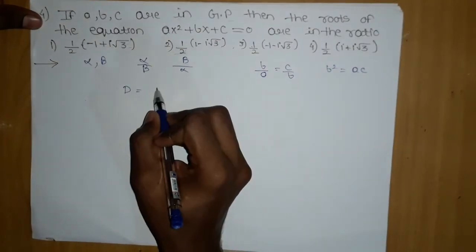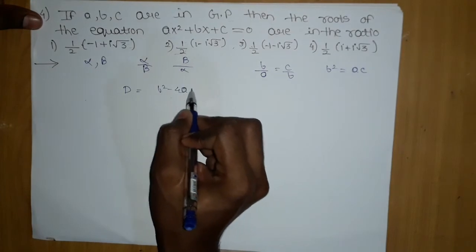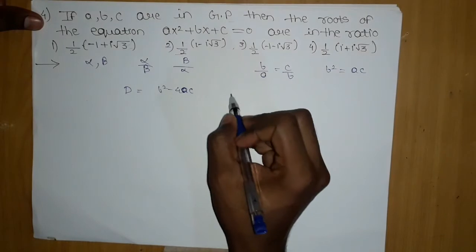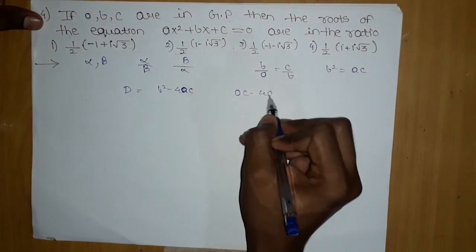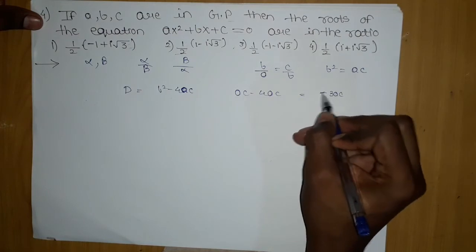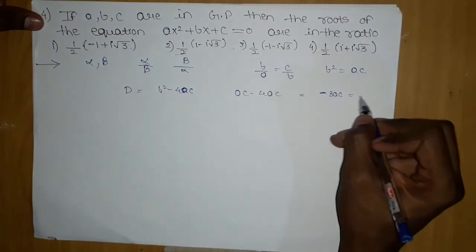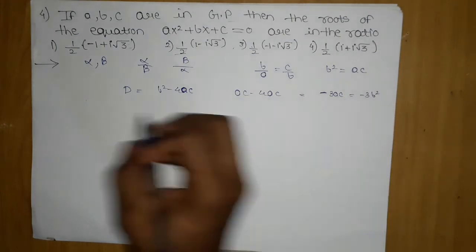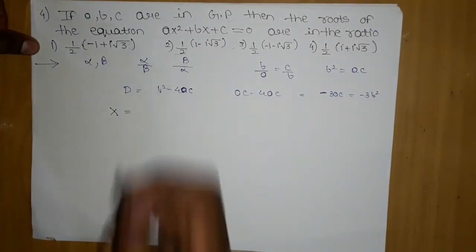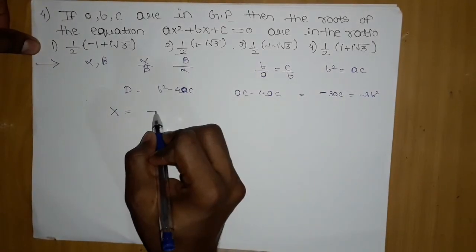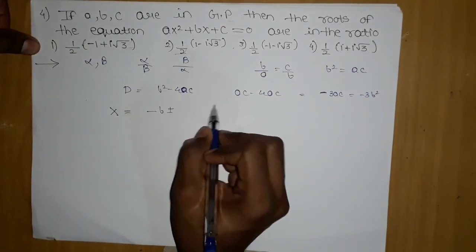So let me check its D. Its D will be b square minus 4ac. Okay, I am calculating D separately. So for b square I can write ac, so a c minus 4ac, so I will get minus 3ac. And ac I can write as b square, so it will be minus 3b square. Now if I want to find the roots, let's say x, I will have minus b plus minus under root this thing.